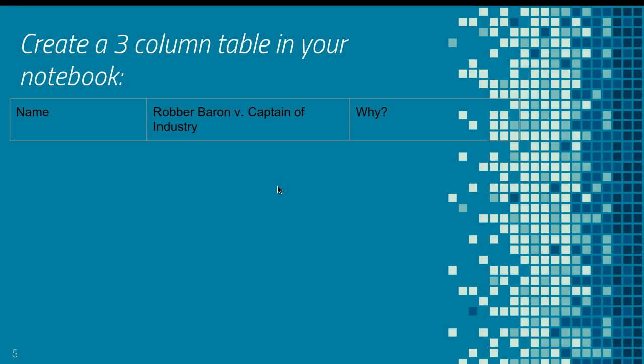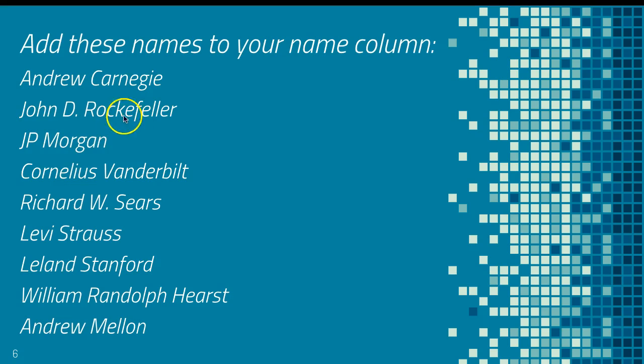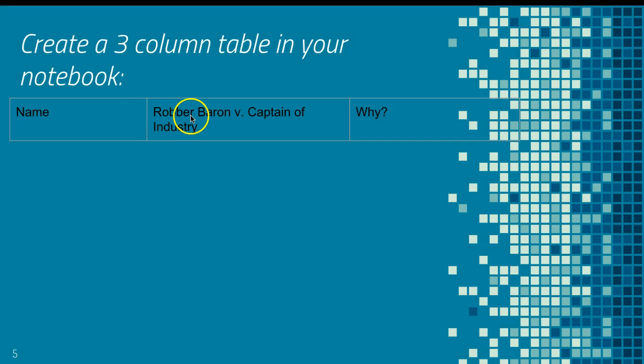Okay, so what you guys are going to do is in your interactive notebook, in the lecture, you have a table like this where it says name, robber baron versus captain of industry, and why. There's also a list of names: Carnegie, Rockefeller, Morgan, Vanderbilt, Sears, Strauss, Stanford, Hearst, and Mellon. You're going to go online and look up each of these men, and you're going to decide if they are a robber baron or a captain of industry. And then you're going to tell me why. You have to have a why or you do not get credit for this assignment.